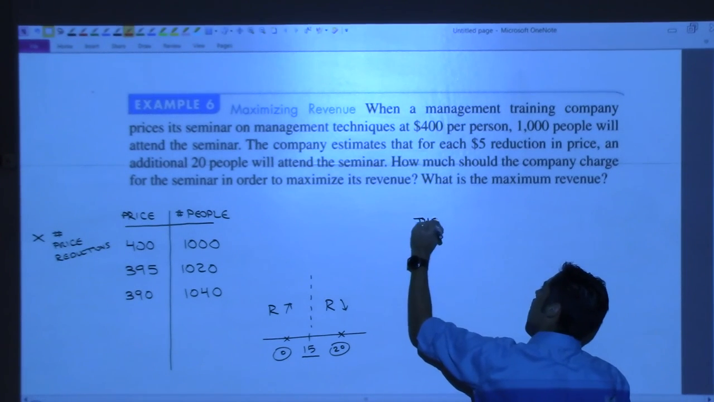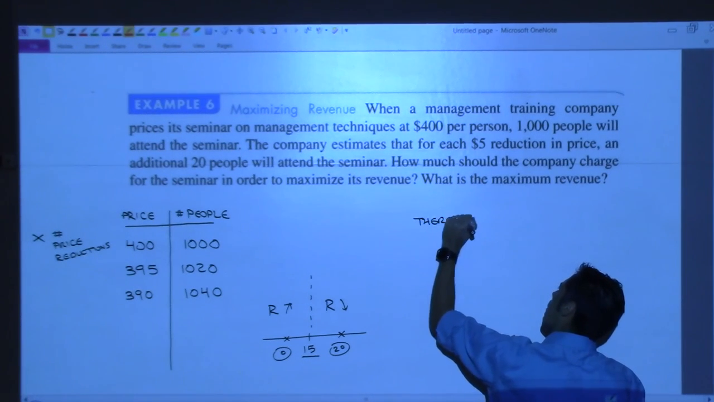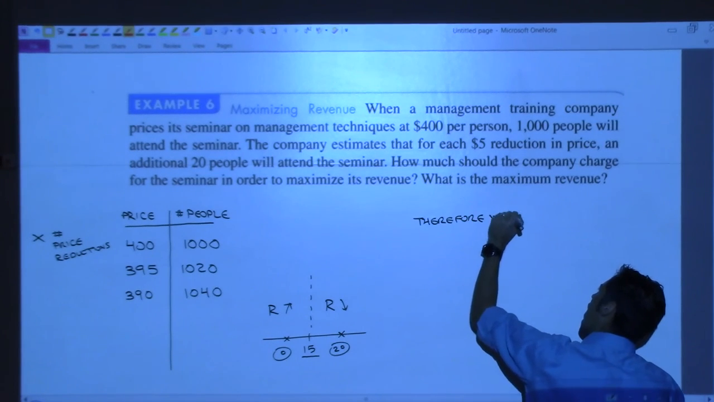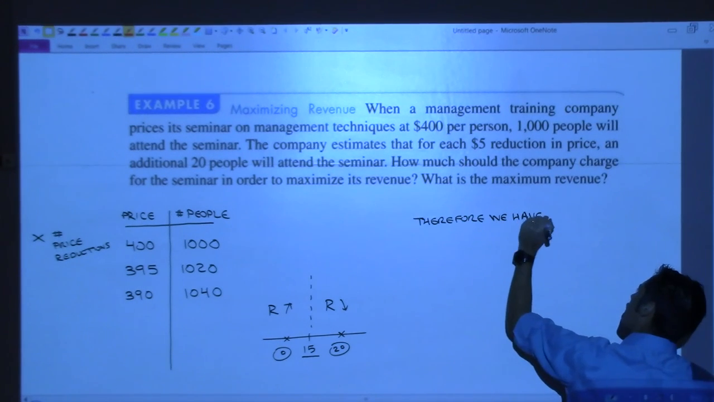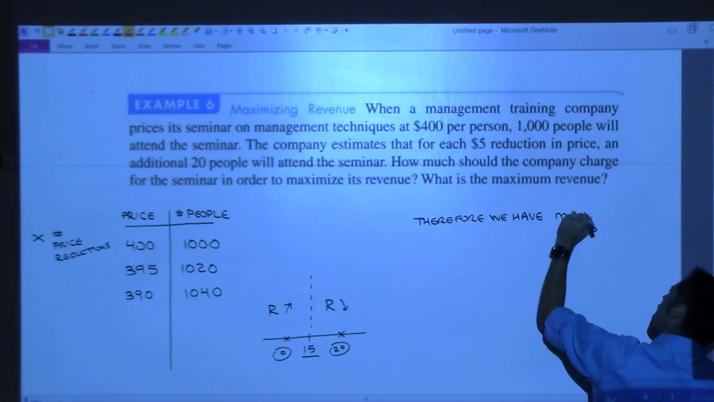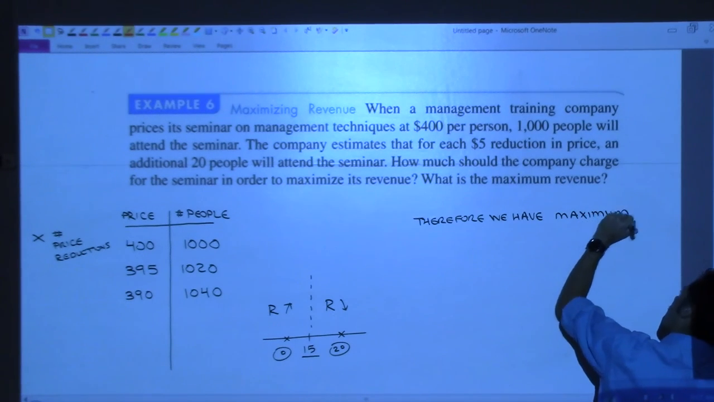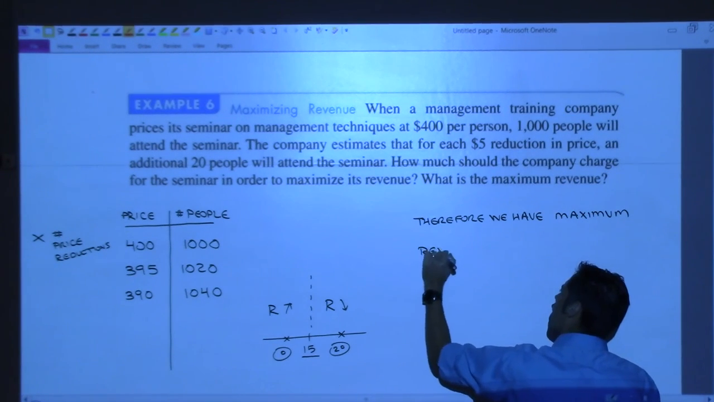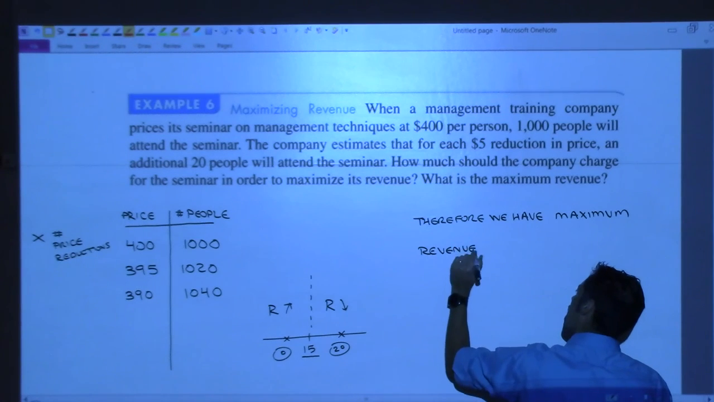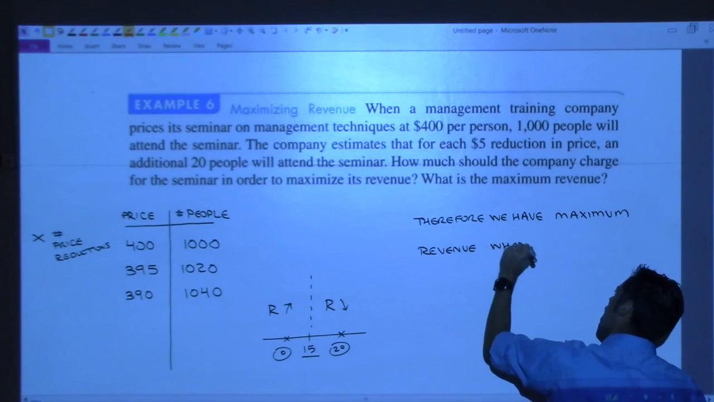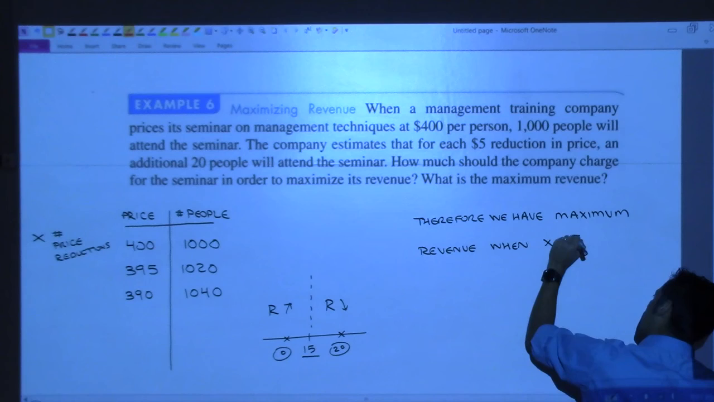Therefore, we have maximum revenue when x is equal to 15.